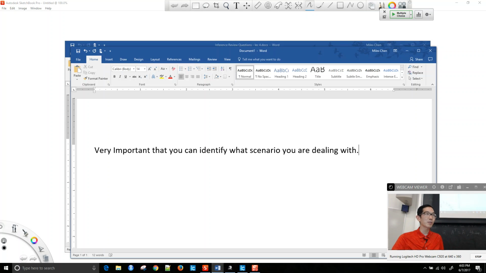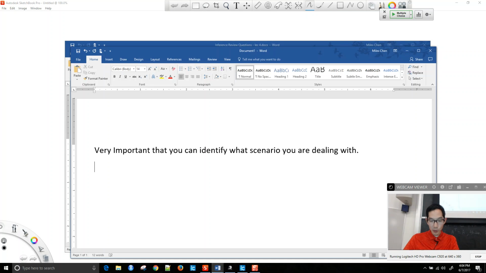All right, so we've got 7 methods there, and it's very important that you can identify which scenario you're dealing with, because if you think you're doing one scenario but it's actually another, you're going to be using the wrong standard error, you're going to use the wrong values, and all of those questions will go wrong. Okay, so it's very important that we can identify.